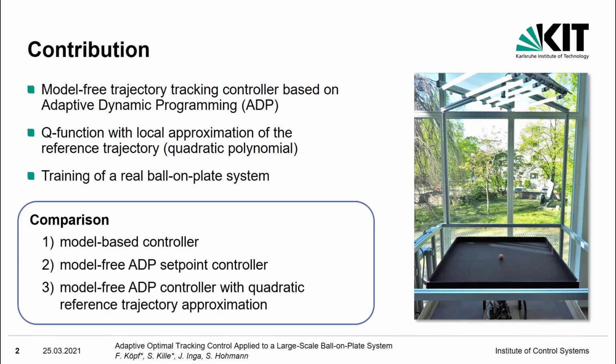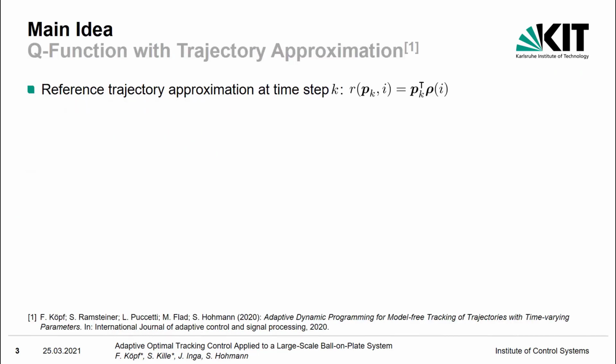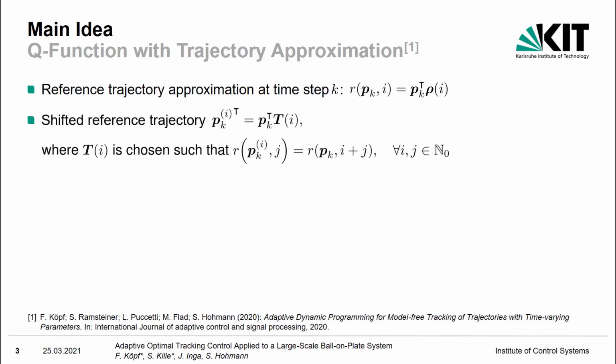Finally, we compare a model-based controller, a model-free ADP setpoint controller, and our proposed model-free ADP tracking controller. At each time step k, we approximate the reference trajectory by r. Here, ρ is a basis function and pk is a weight that describes the local reference trajectory. The shifted reference trajectory pki is defined as shown. This shifted version of pk is needed in order to fulfill the Markov property in the ADP training data.